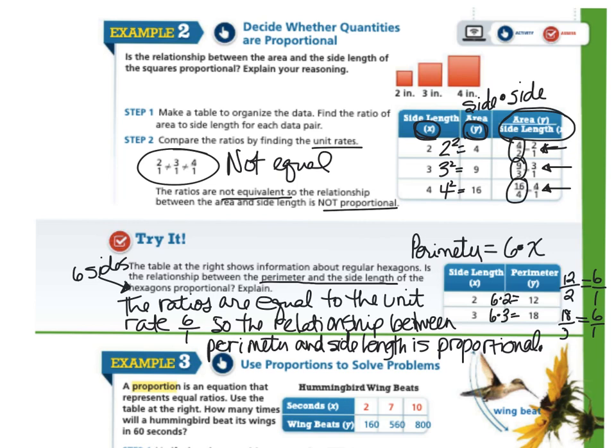When you compare those two ratios, 12 to 2 and 18 to 3, you get a ratio of 6 to 1. And since the ratios are equal to the unit rate 6 to 1, the relationship between perimeter and side length is, in fact, proportional.